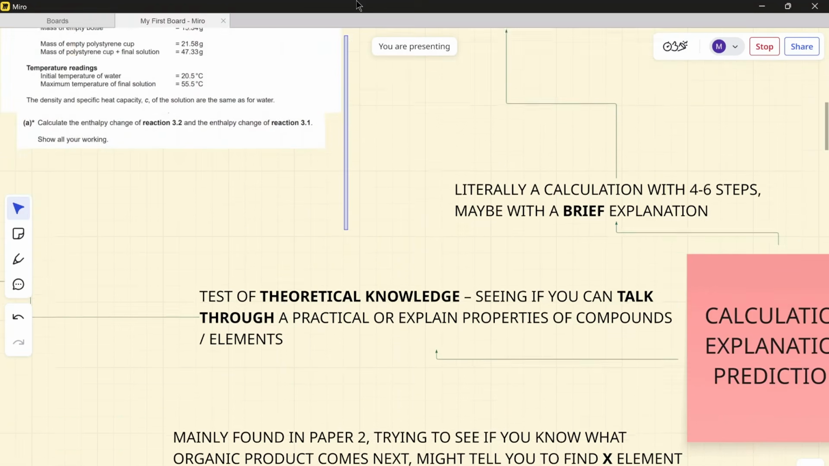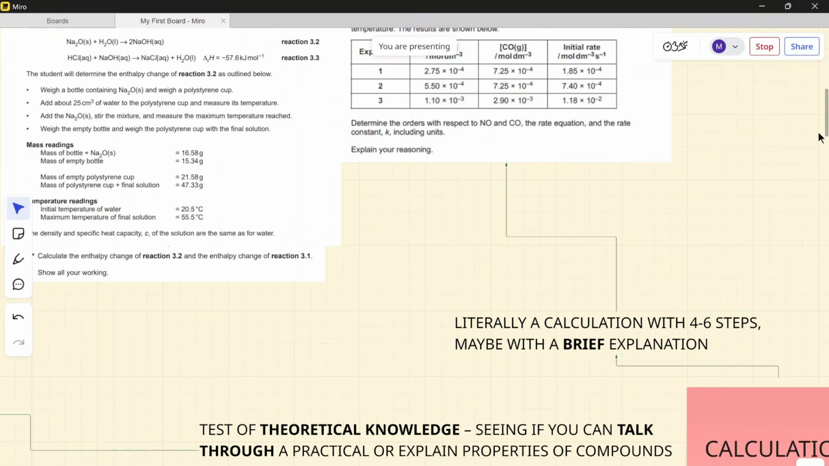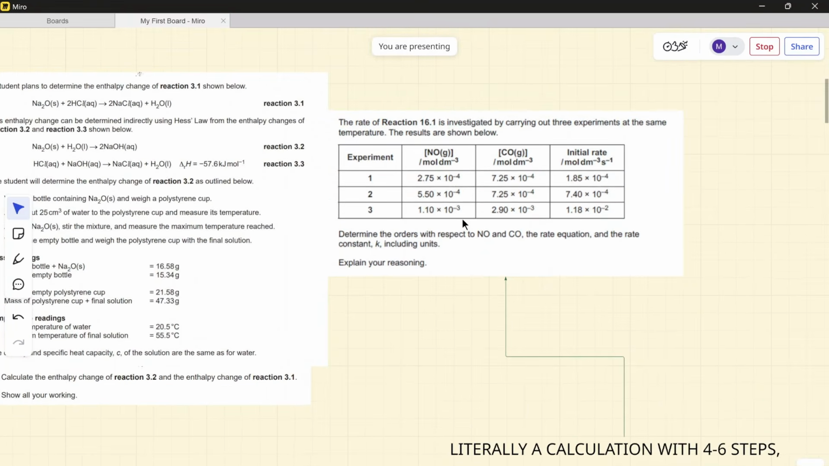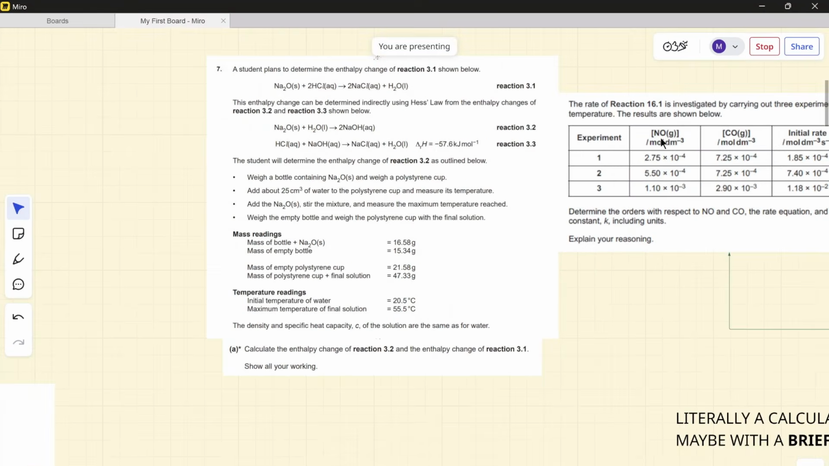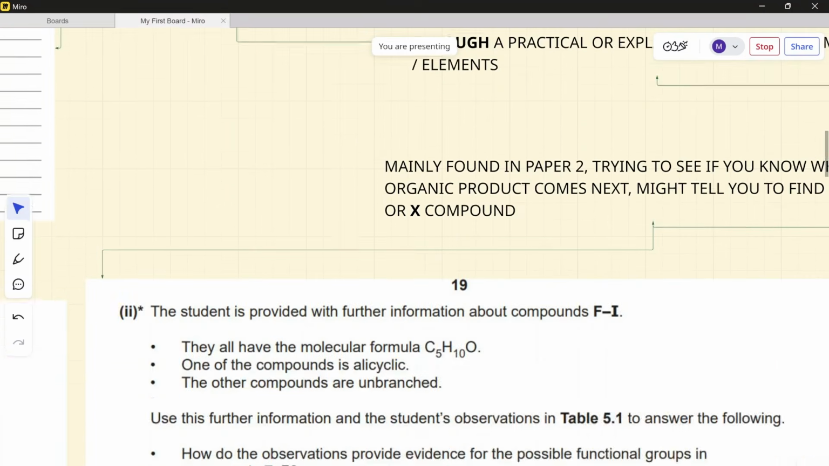So I've got a few examples over here. You can see here this rate equation question. Find the rate equation, rate constant, orders, and explain your reasoning. The explanation, again, it's not a PE paragraph. It's like 2 sentences. This question over here, show all your working. They don't want to hear you speak. They just want to see you calculate and do maths.